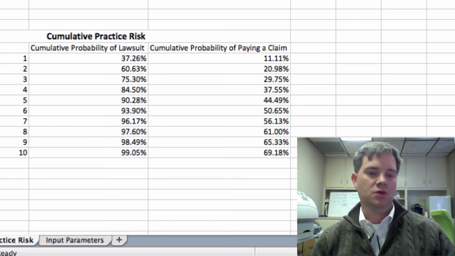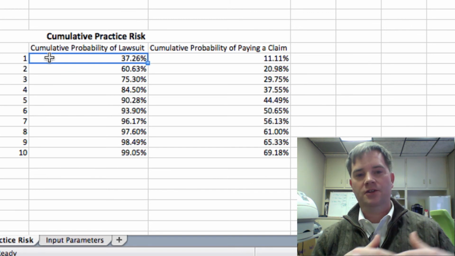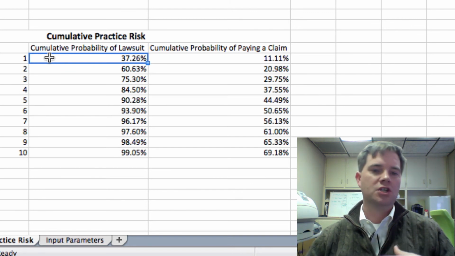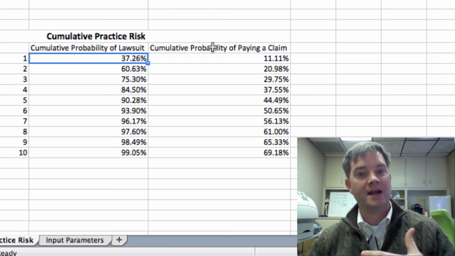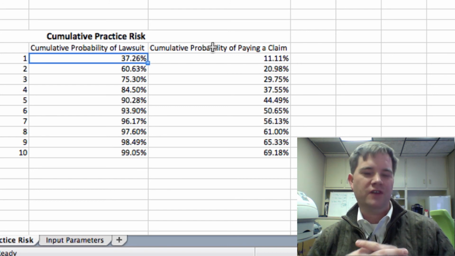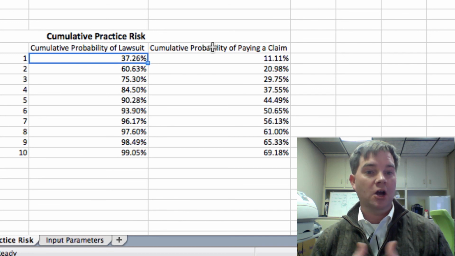Then below this, we have an estimate of the cumulative risk for the practice over a longer period of time. It says, well, we have this 1-year risk, 37.26%. If we go out to a number of years, what's the cumulative probability that at least one person in the practice would be sued? And over here, what's the cumulative probability that at least one person in the practice would pay a claim? It's fairly simple math to calculate that, but we've tried to make it really easy for you to do. So I hope this is useful.